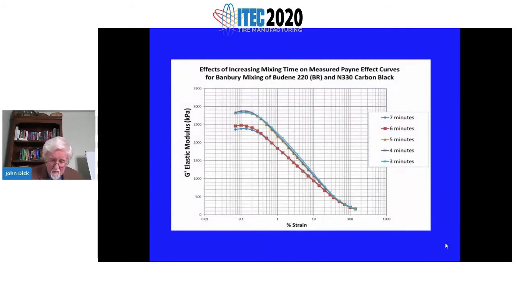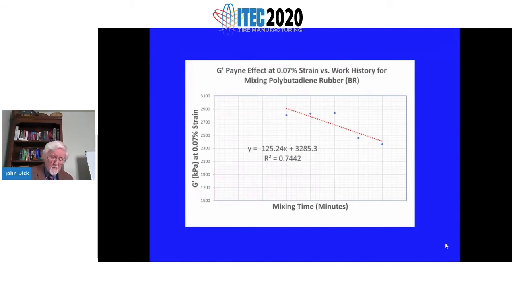Then look on the next slide. We use the alternate method of measuring dispersion, the pain effect method, ASTM D7723. And in using that, we see that it is affected by different work histories. And looking on the next slide, you can see there is a sort of decent correlation with the initial G prime for the low strain versus the work history. You get an R square equal to about 75%.